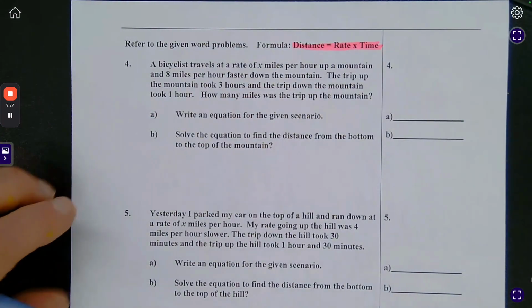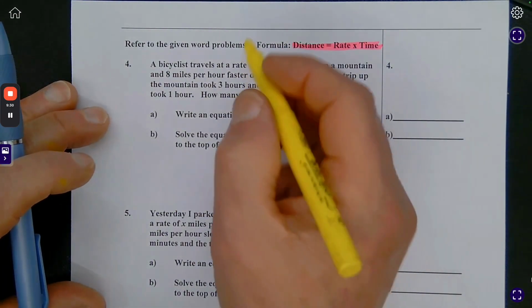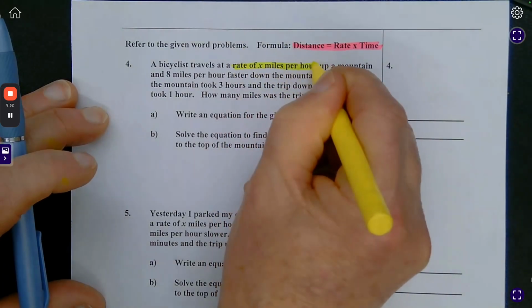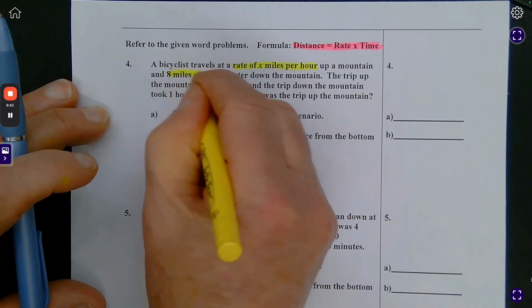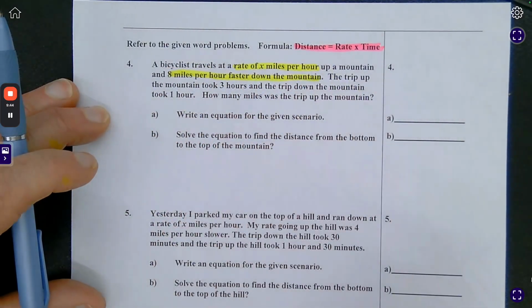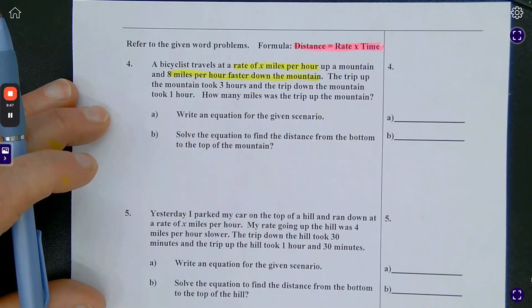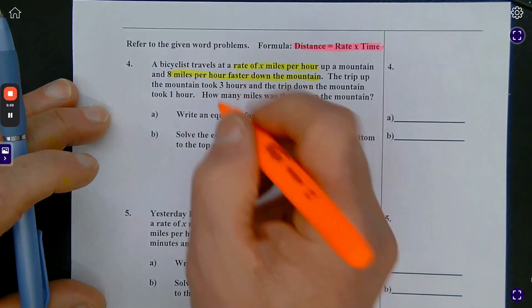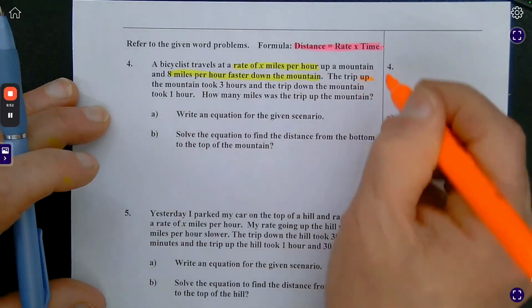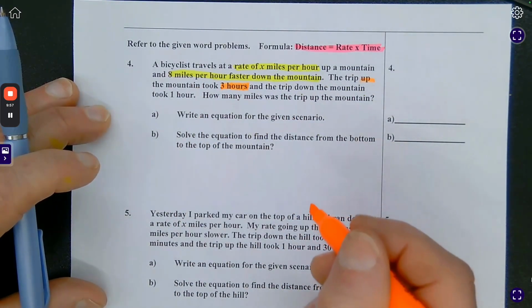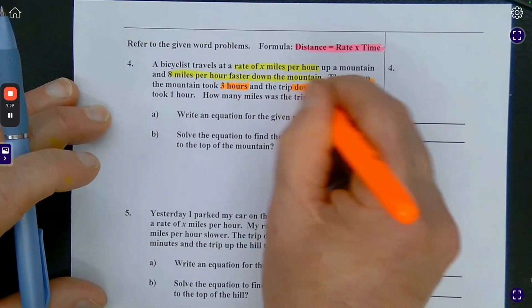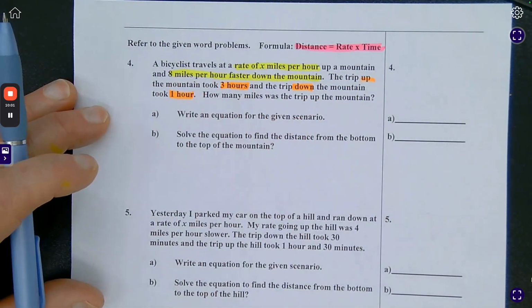A bicyclist travels at a rate of x miles per hour up a mountain and 8 miles per hour faster down the mountain. So that's my rate, I know that's going to be my R. This is still a rate. The trip up the mountain took 3 hours, and the trip down the mountain took 1 hour. So that is my time.